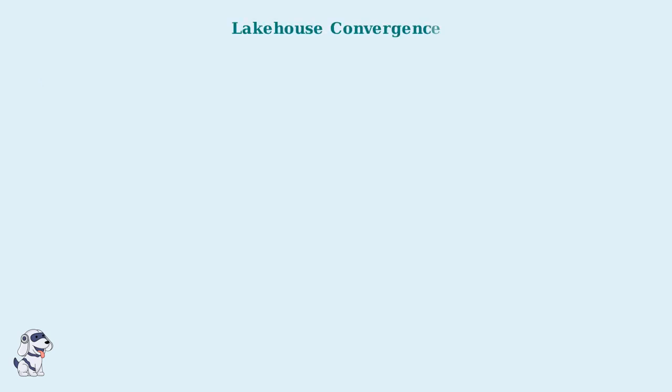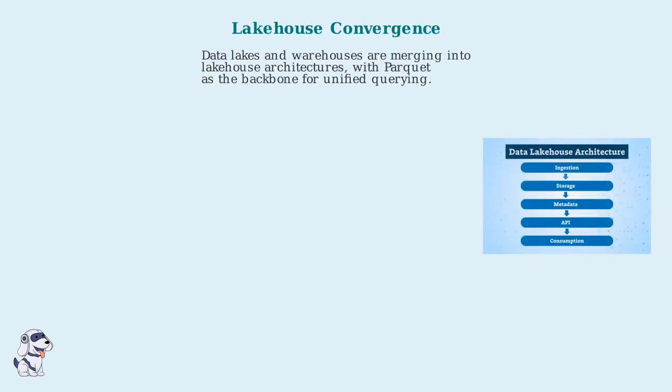The merging of data lakes and warehouses into lakehouse architectures represents a major trend in data management. This convergence eliminates data silos by combining the flexibility of lakes with the structure of warehouses, using Parquet as the backbone for efficient storage and querying of semi-structured data.